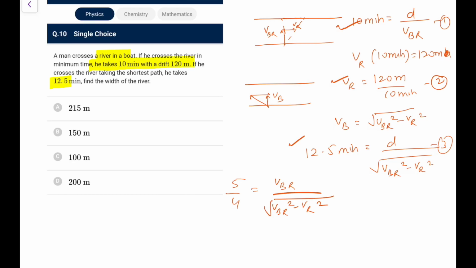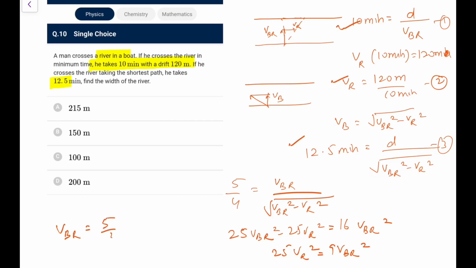Let's square it out: 25 VBR square minus 25 VR square equal to 16 VBR square. So now 25 VR square is equal to 9 VBR square. From here I can get VBR is 5 by 3 of VR. And what is VR? That we had, 120 meters by 10 minutes.